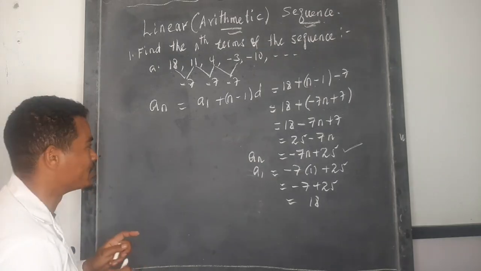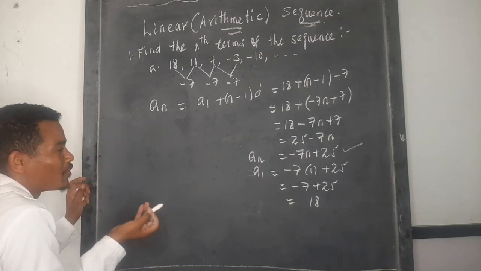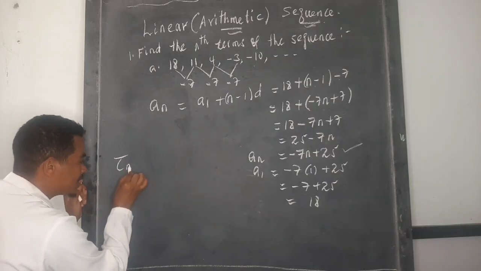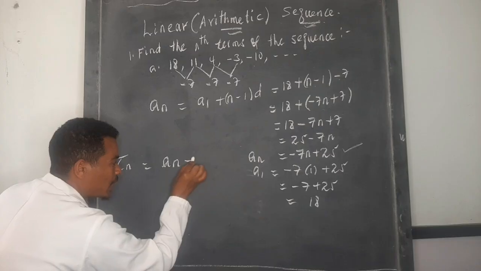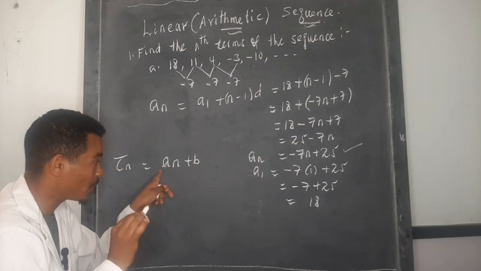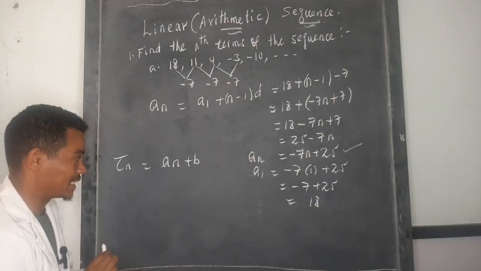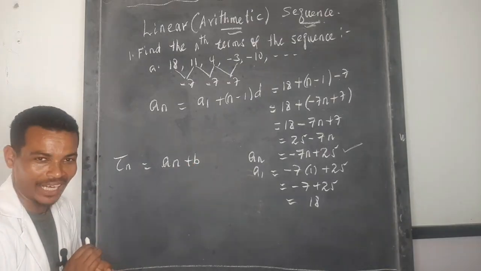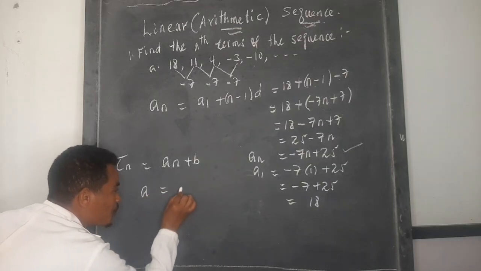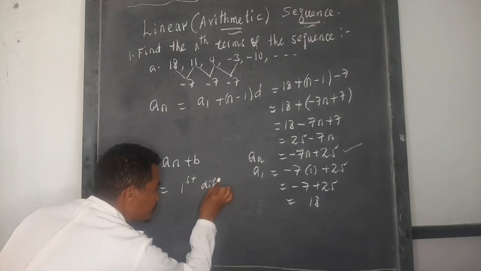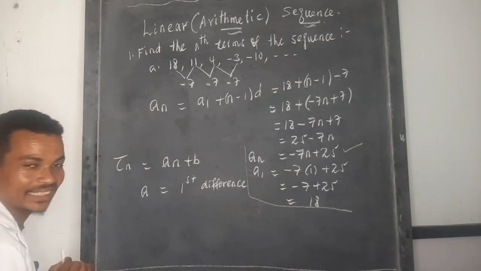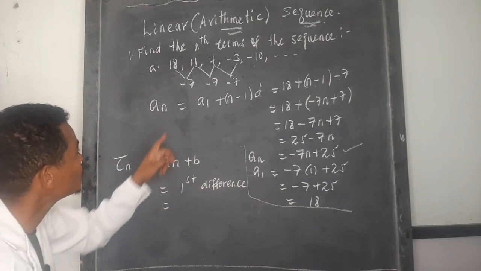The second method, what do we do? The general formula for an arithmetic sequence or linear sequence is Tn is equal to an plus b, where a is different from 0 and a and b are constant numbers. So how do we get a and b? Last time, when we grouped the formula, a is equal to the first difference. A is equal to the first difference. What does first difference mean?